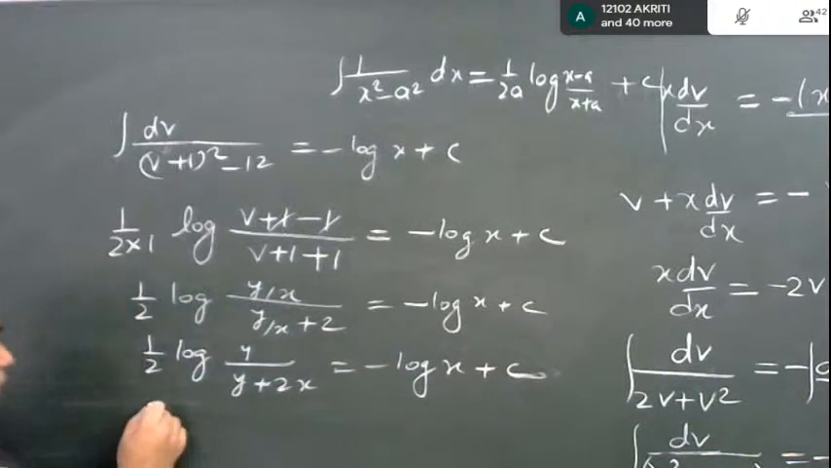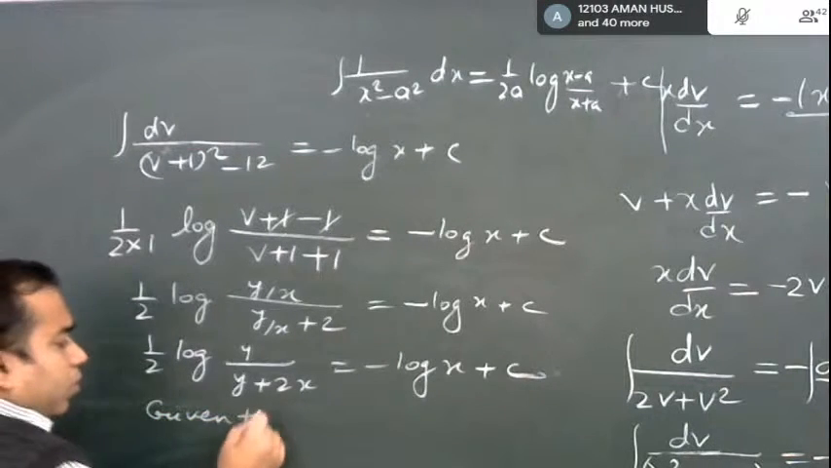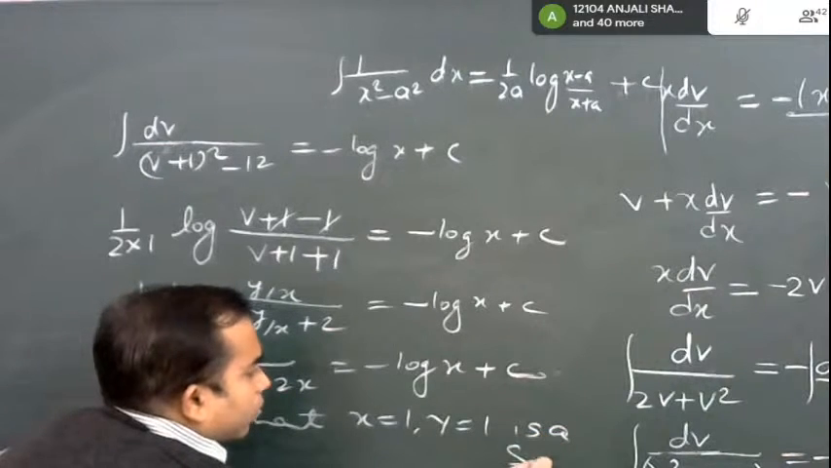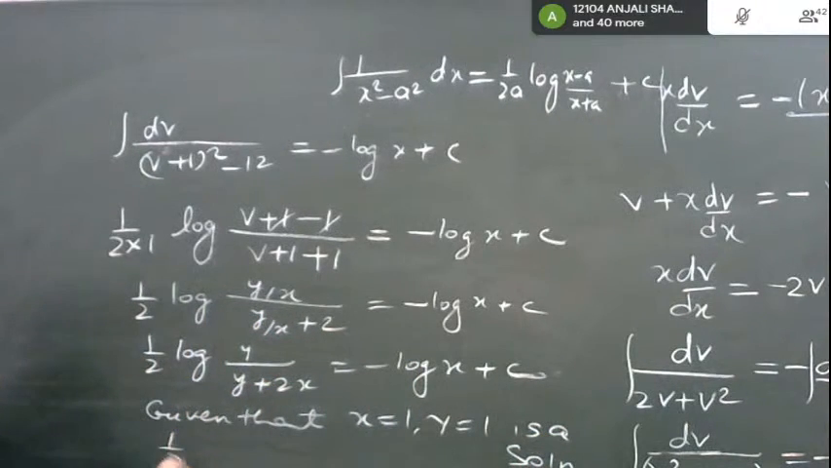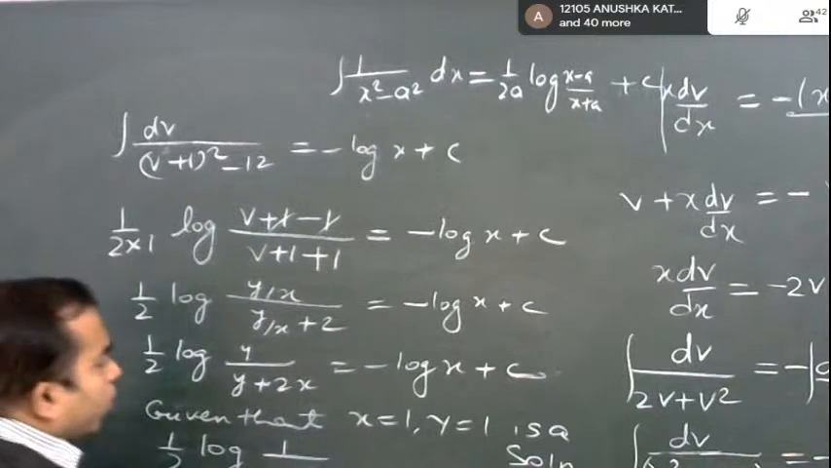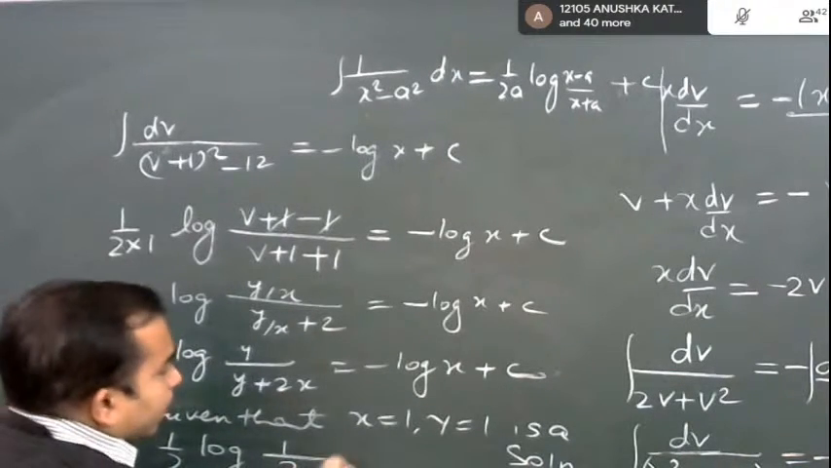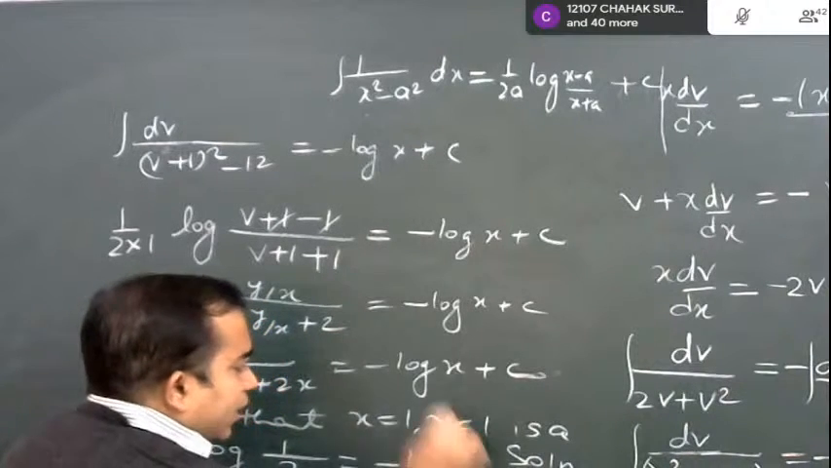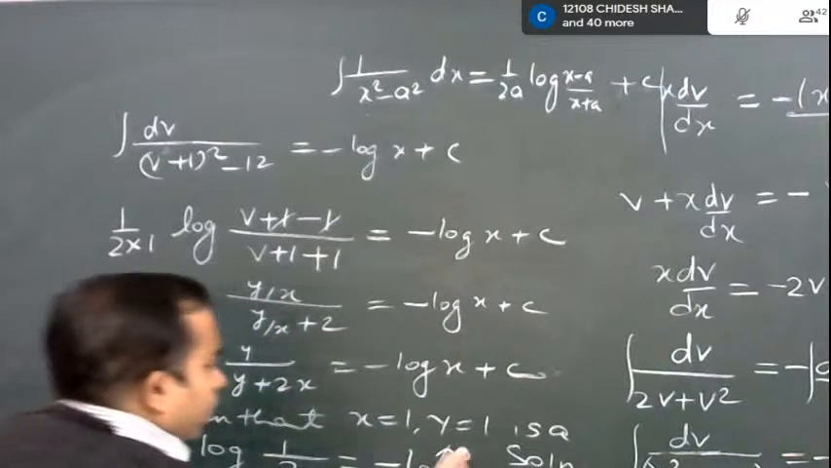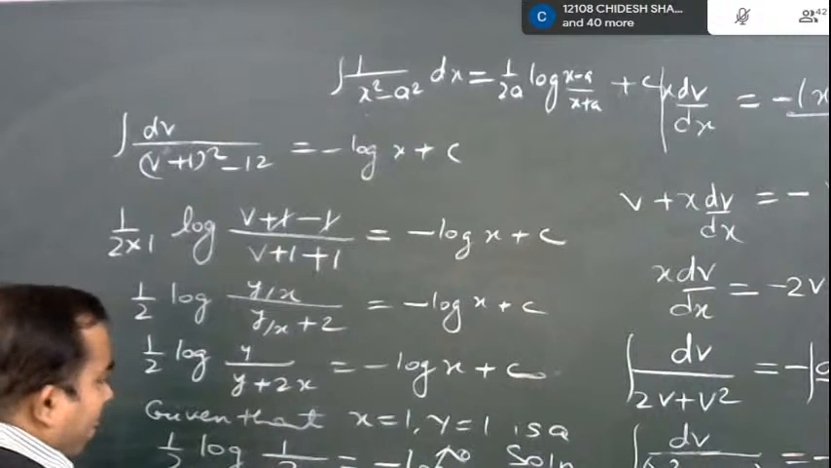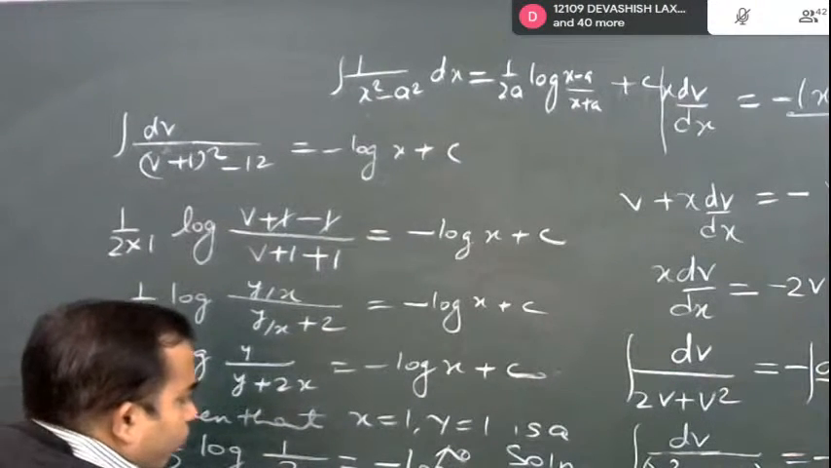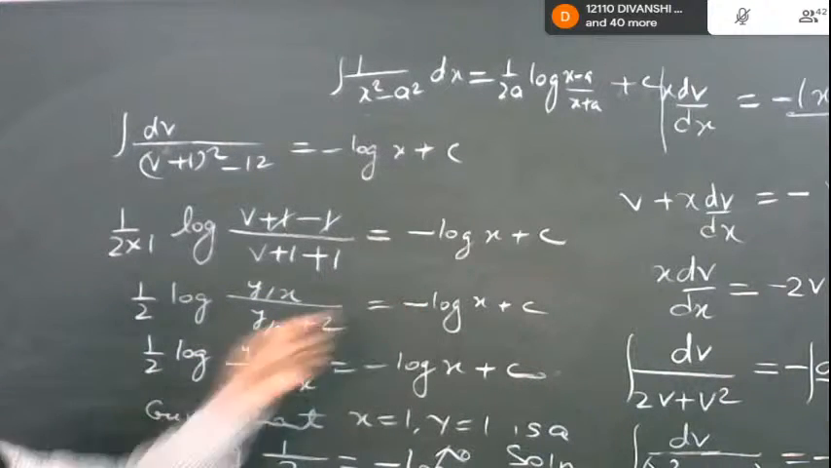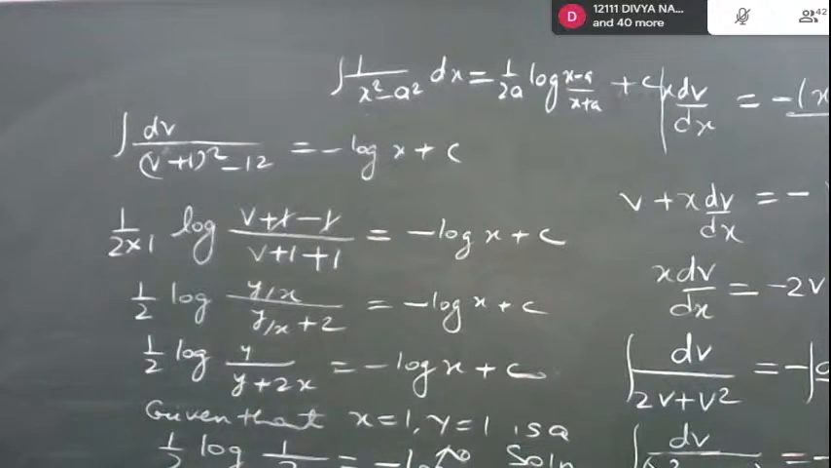Yes, now it is given that x equal to 1 and y equal to 1 is a solution. So substituting, half log 1 upon 1 plus 2, which is 3, equal to minus log 1 plus c. You should know log 1 is 0. Okay, so c equal to half log 1 upon 3, and put the value of c here again and declare it as the final answer. Students, check the answer please.